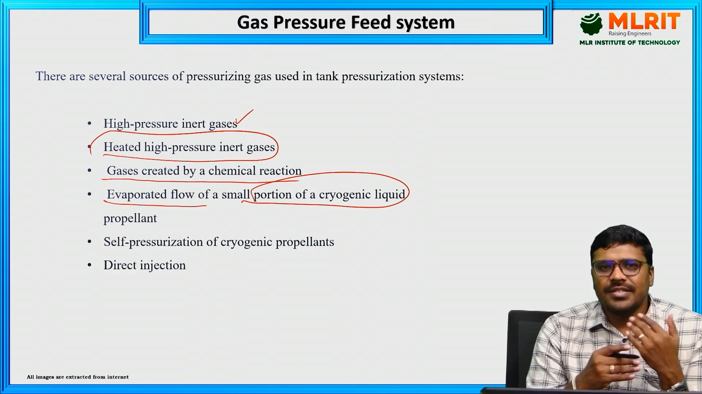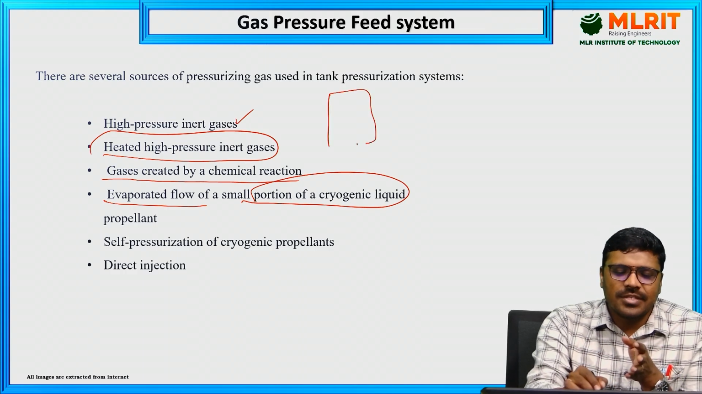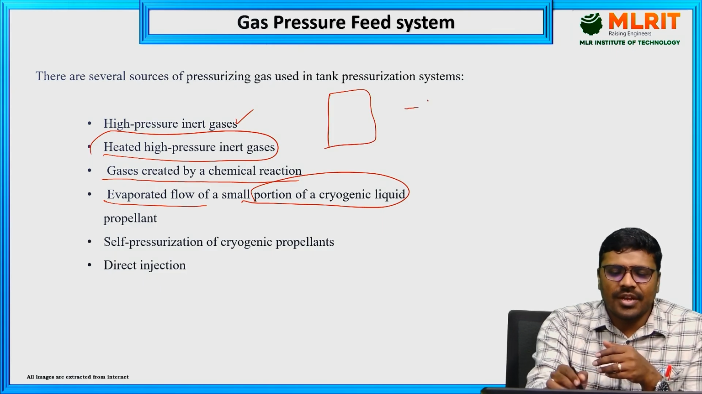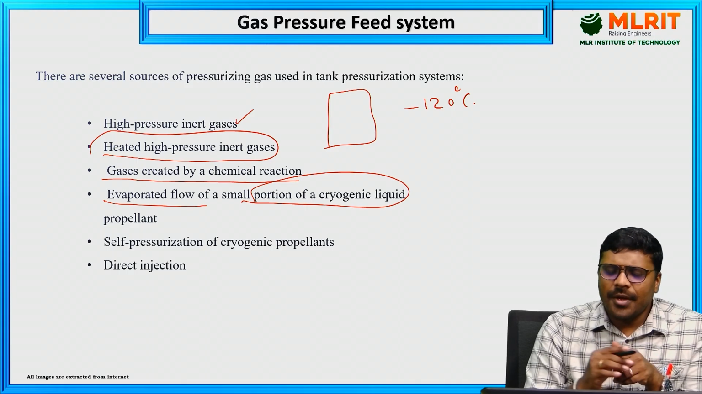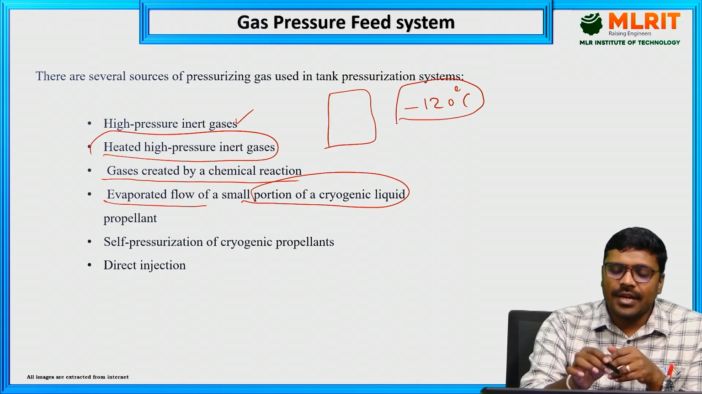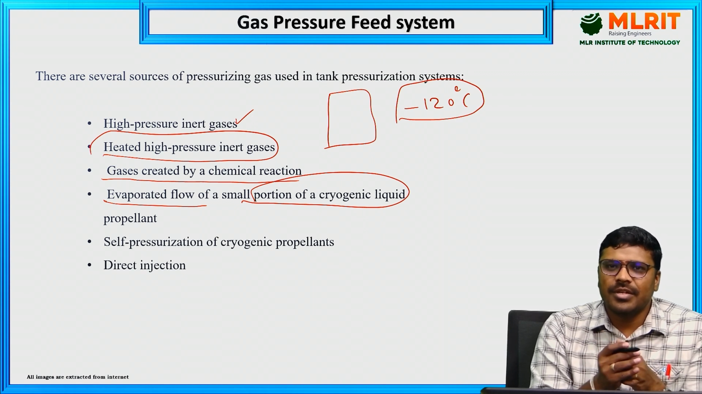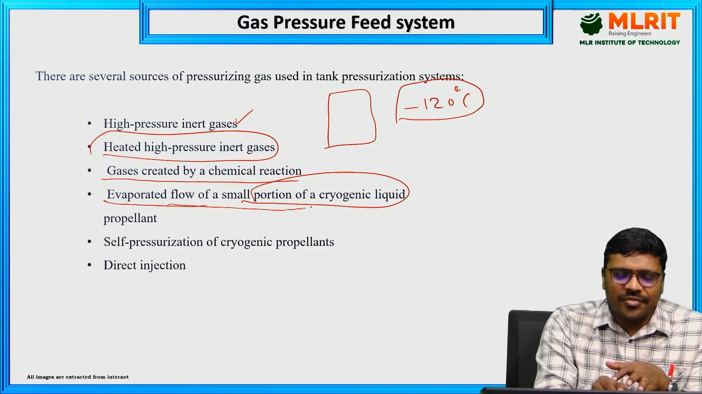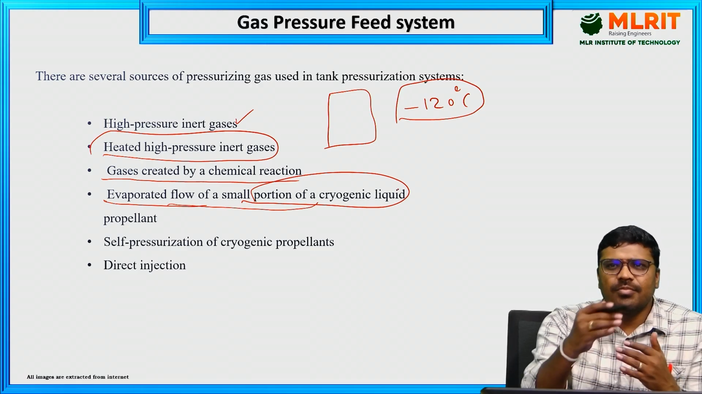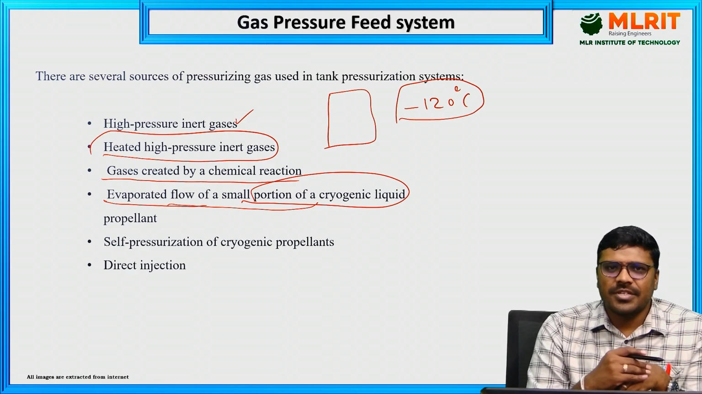If the propellant is cryogenic, generally what happens is the cryogenic propellant has to be stored at very low temperature. If you are not able to maintain that, or if you increase the temperature of the cryogenic propellants, automatically they will start expanding. They will turn into vapor state. So the evaporated flow of a small portion of cryogenic liquid will also develop pressure in the propellant tank, that will also lead to pressure development in the tanks.